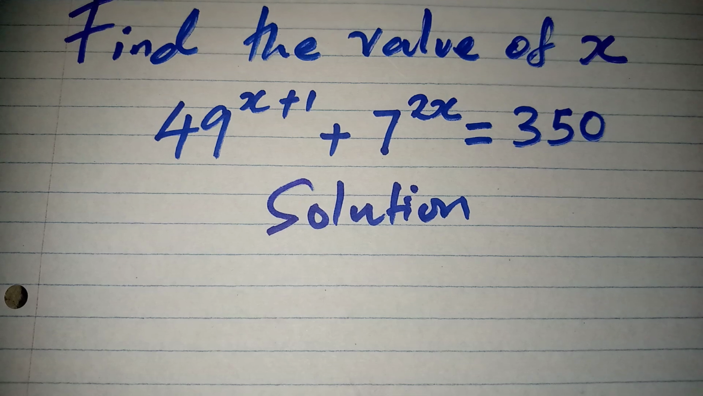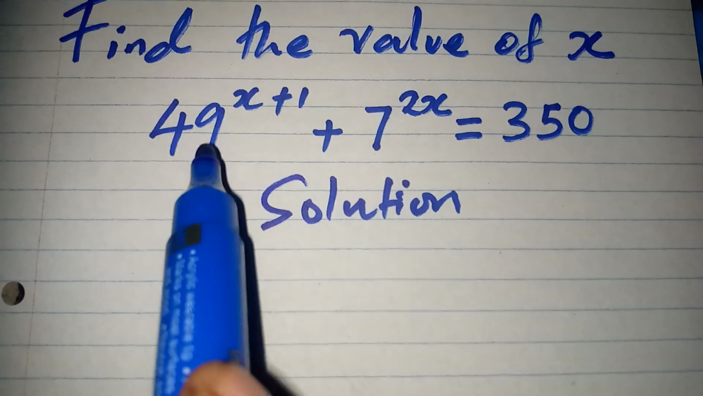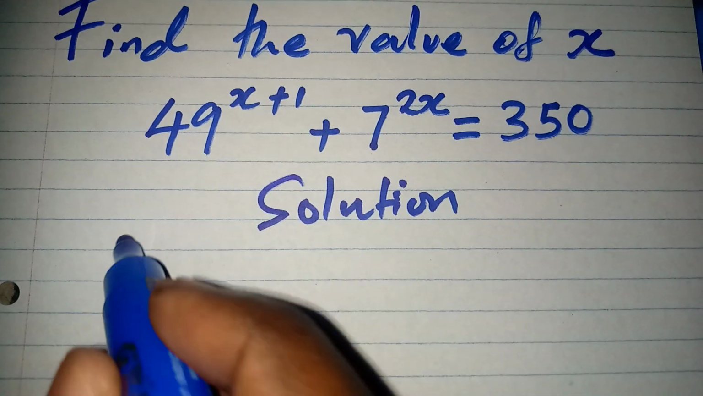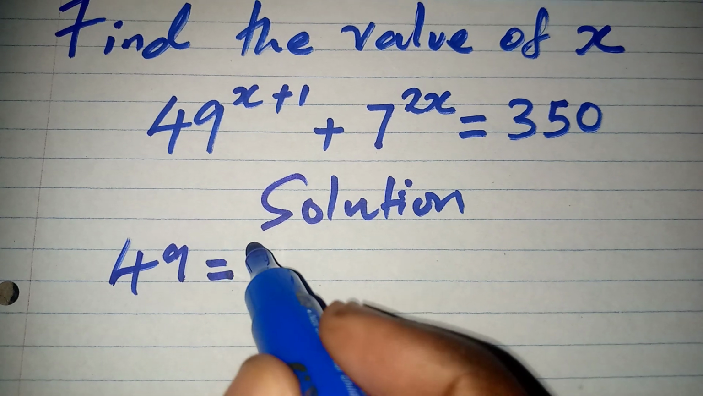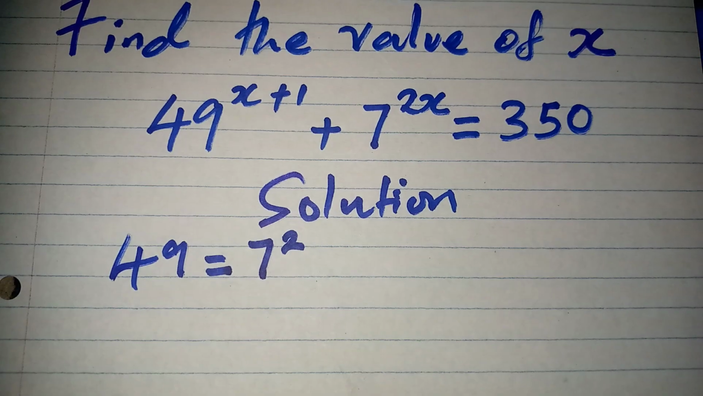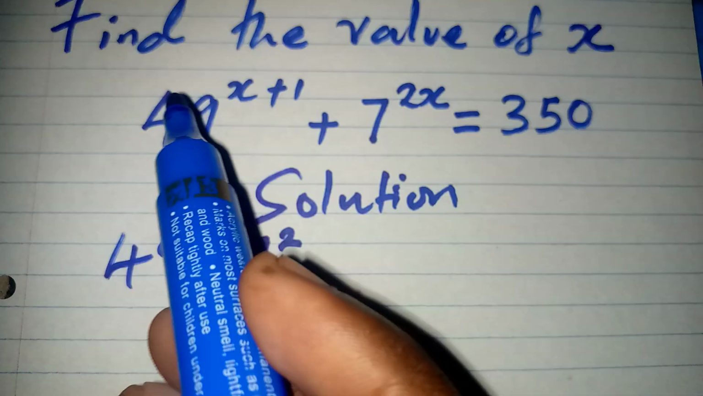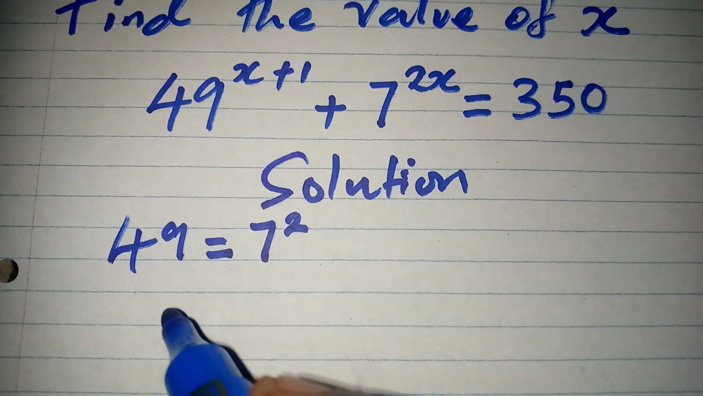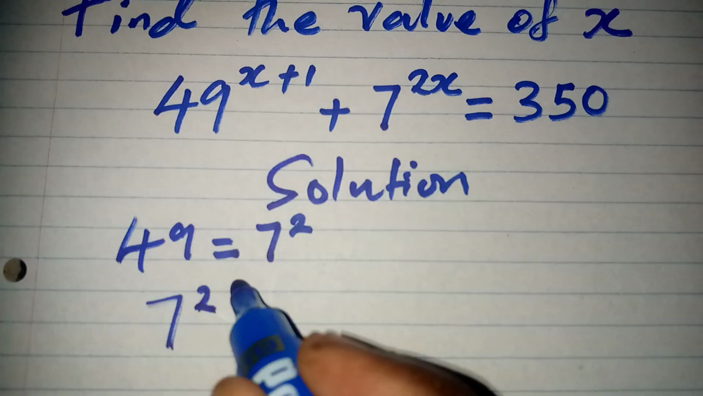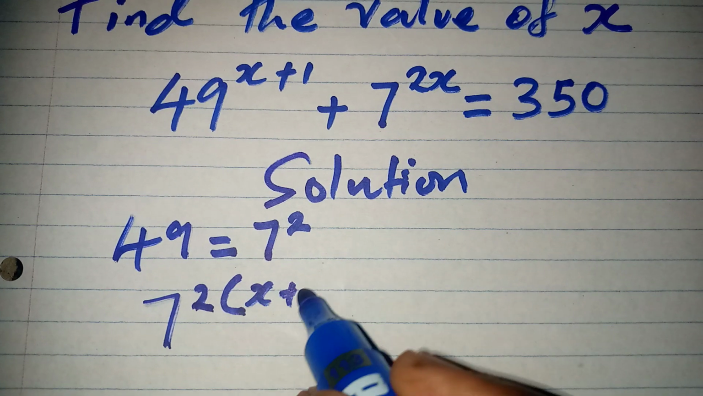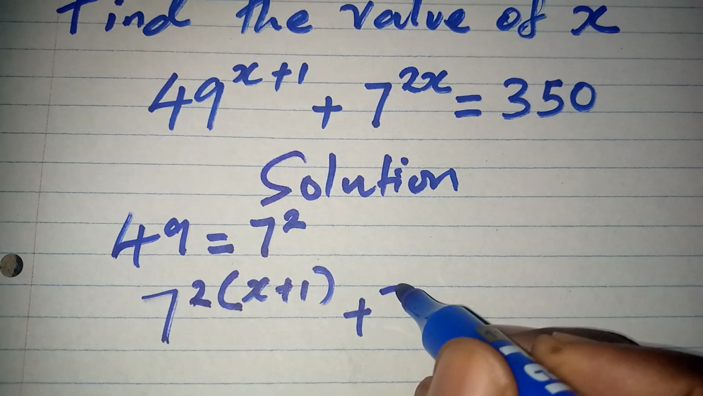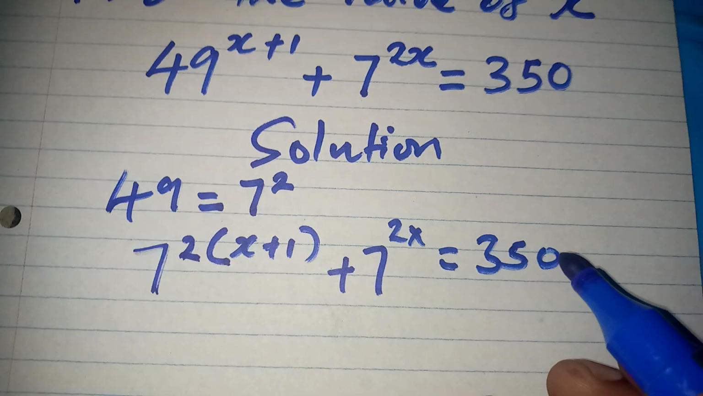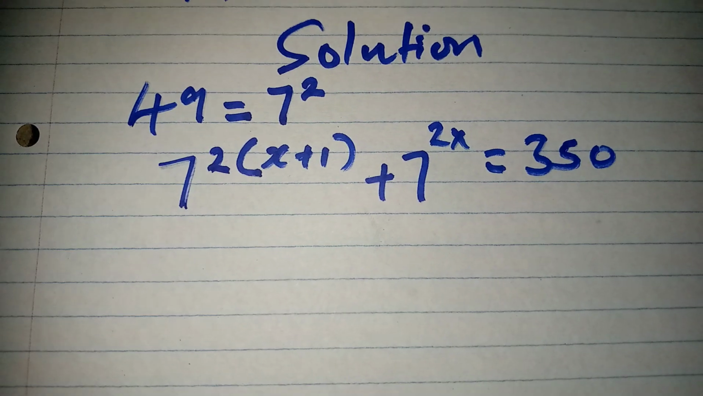The first thing that I'll do very fast, I'll rewrite this 49 to be the same base as 7^2. I know that 49 I can write as 7 raised to power 2, or 7 squared. So replacing this in my equation, I'm going to have 7 raised to power 2, in bracket, x plus 1, plus 7 raised to power 2x, is equal to 350. So that is the first step that I'm going to take.